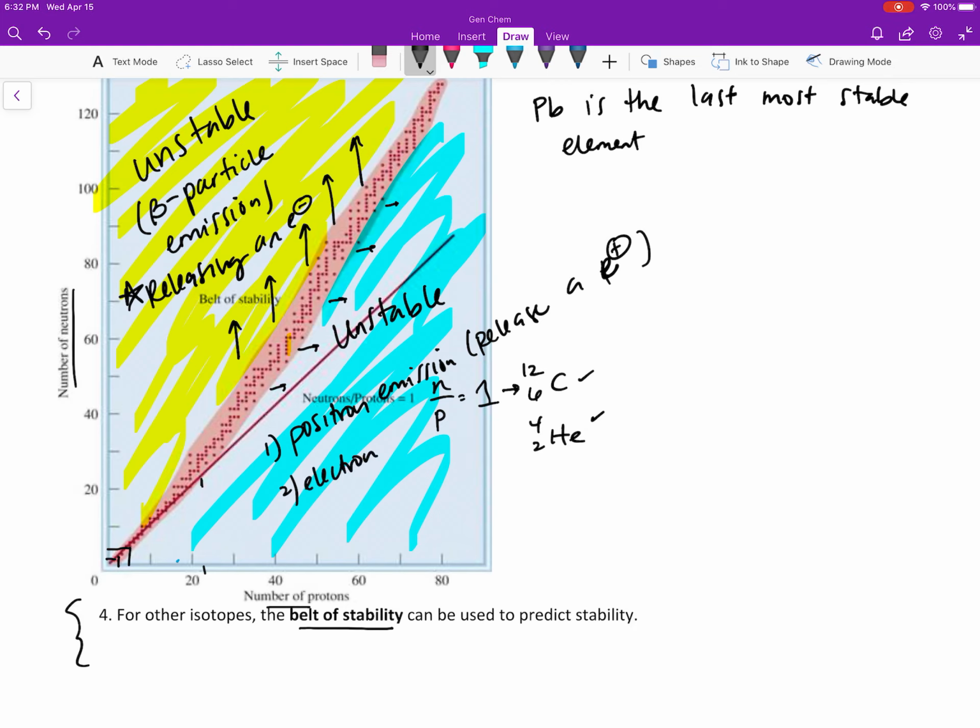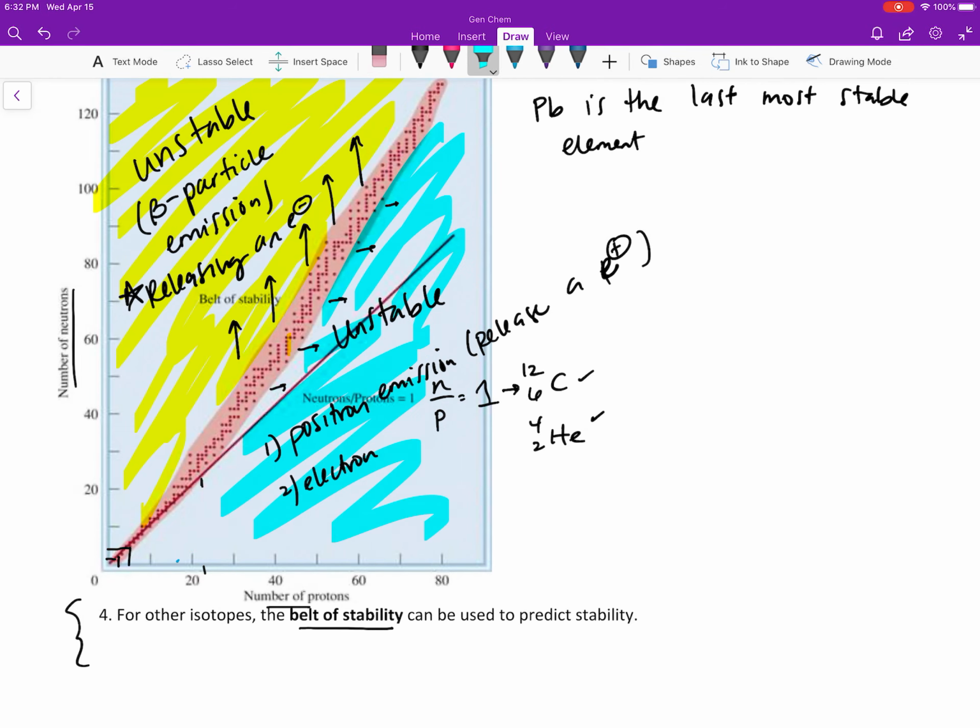The second option is that it's going to undergo what's called electron capture. I know that's going to erase all my blue. Okay, electron capture. And this means it's going to essentially gain an electron. Okay, two options.